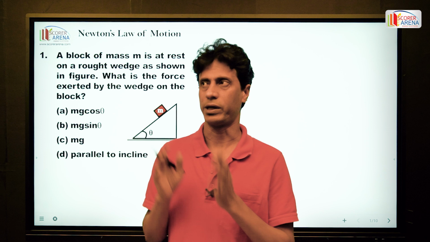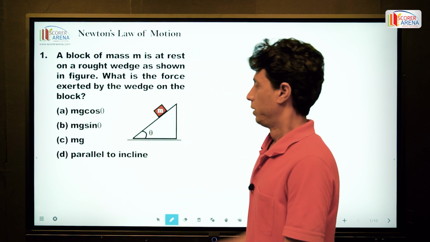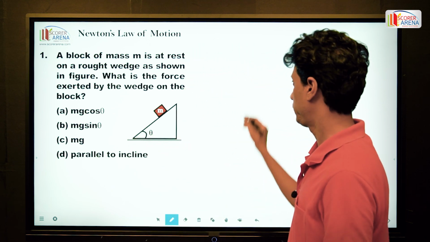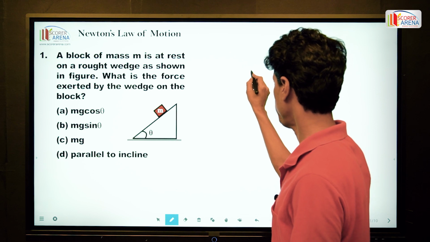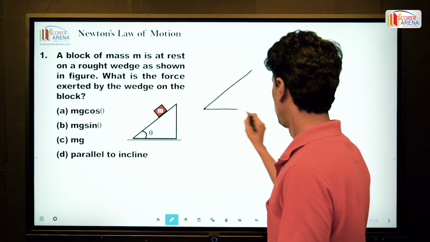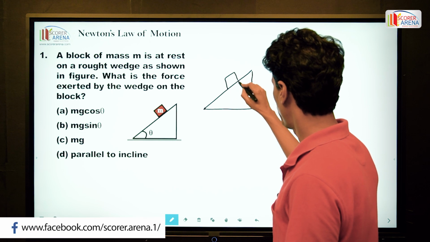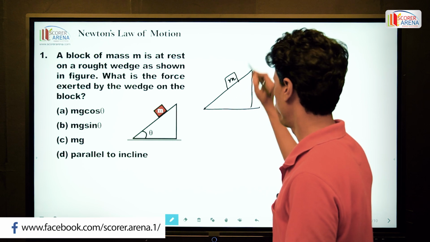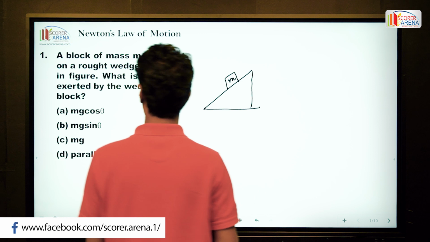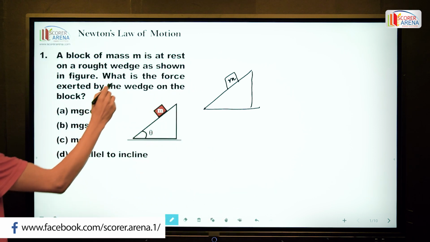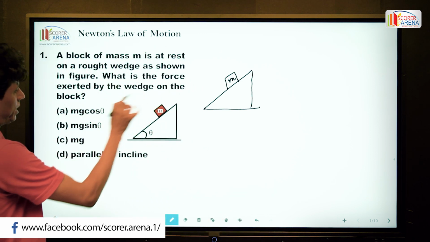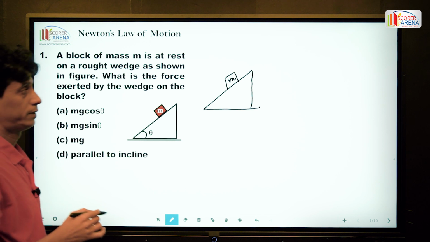Everyone have a look over here. The question asks: a block is placed on a wedge of mass m. What is the force exerted by the wedge on the block?